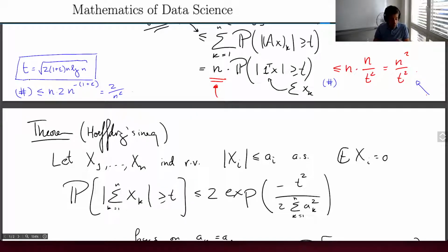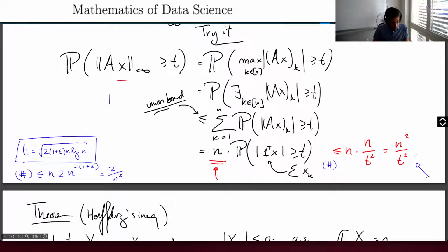So you see that now this is very meaningful, right? Because now I'm saying that we actually get a control on the infinity norm of this object: with very high probability, with probability at least 1 minus 2 over n to the epsilon, it is at most 2n log n, times some multiplicative factor of 1 plus epsilon.